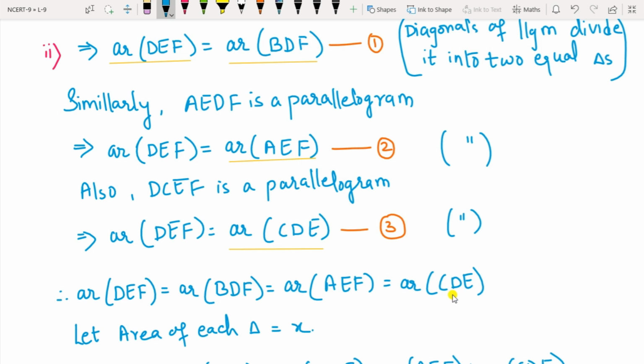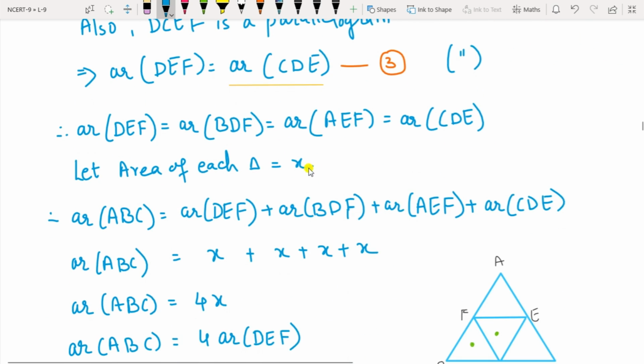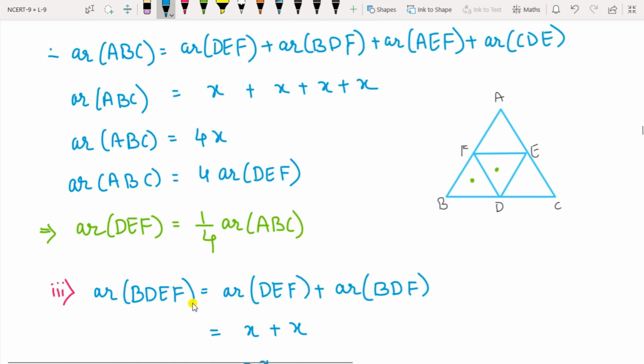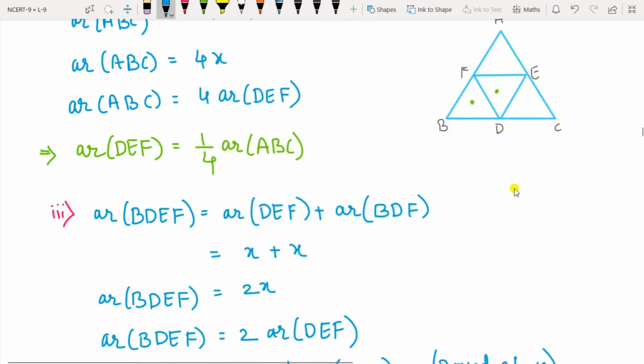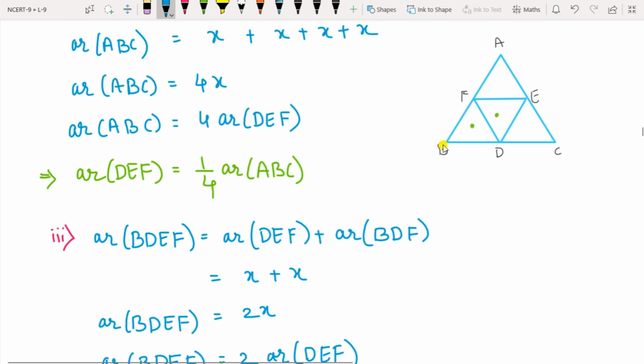Now let the area of each of the triangles be equal to x here. So area of the whole triangle will be addition of all the 4 triangles. Substitute x in place of all the areas of the whole triangle. So that will be 4x here, and if you move the 4x to the other side, so it will be area of DEF equal to 1/4 of area of triangle ABC. Hence proved.